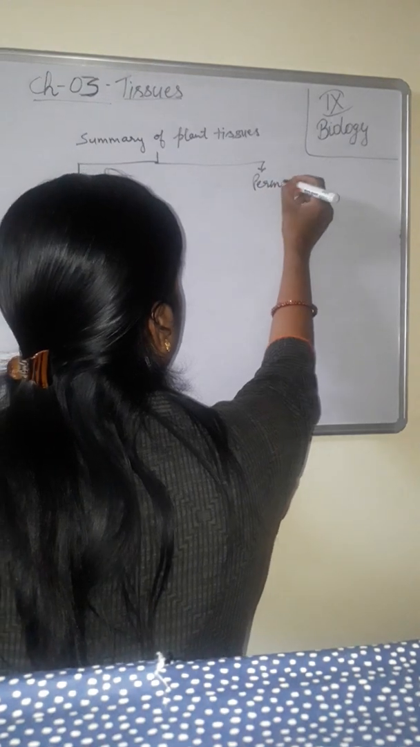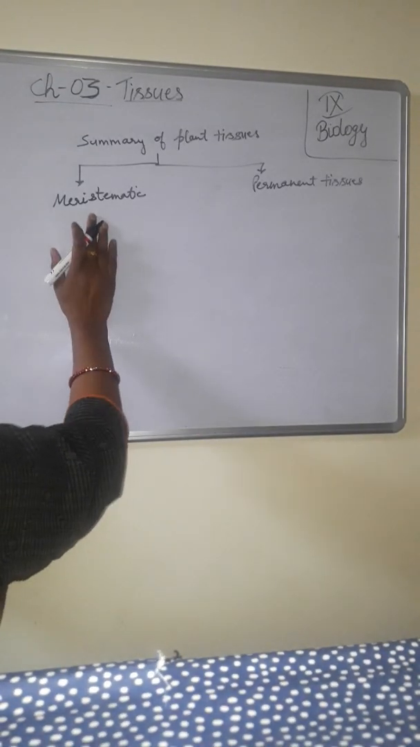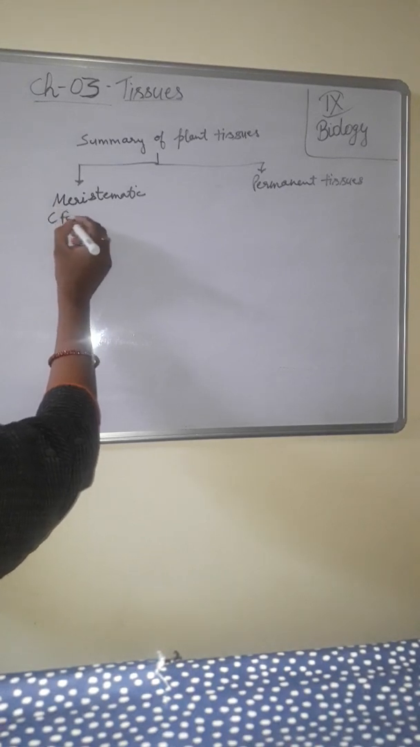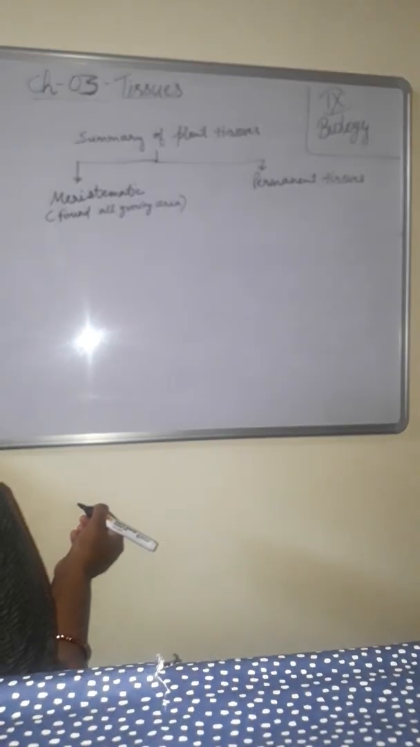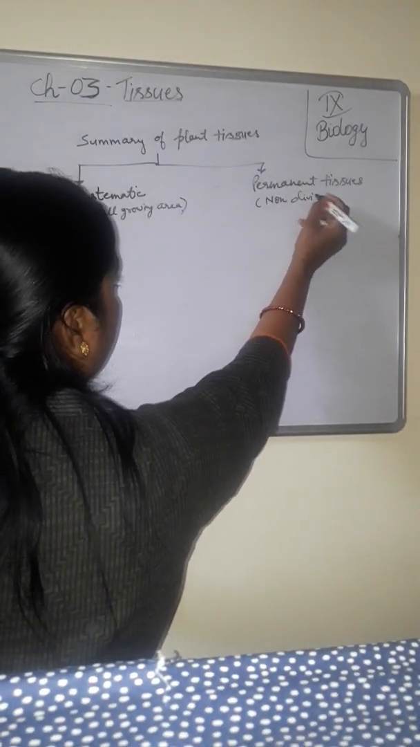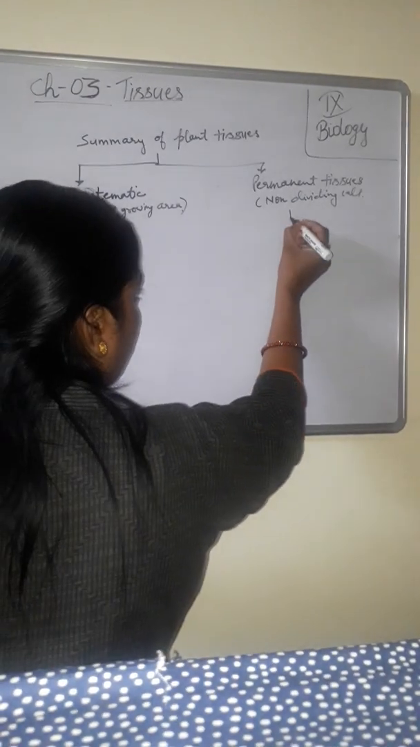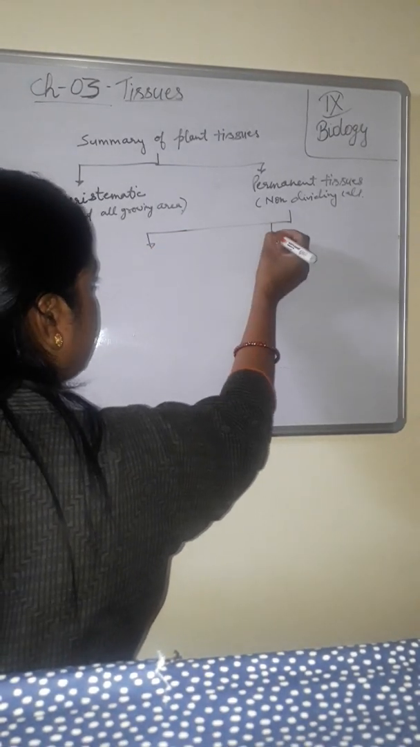and permanent tissue. Meristematic cells are found in all growing areas, they are actively dividing cells. Permanent tissues have particular shapes and permanent function. ठीक है, not dividing cells, non-dividing cells. Permanent tissues again divide on the basis of their function into three types.